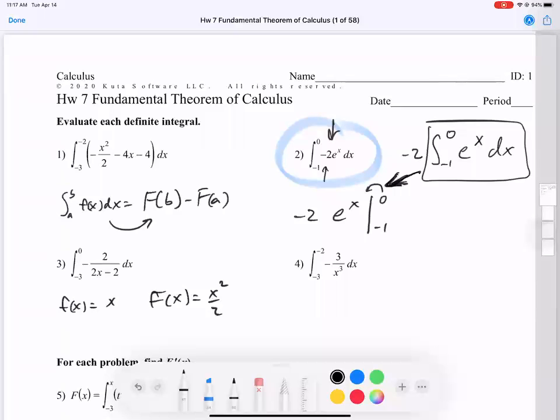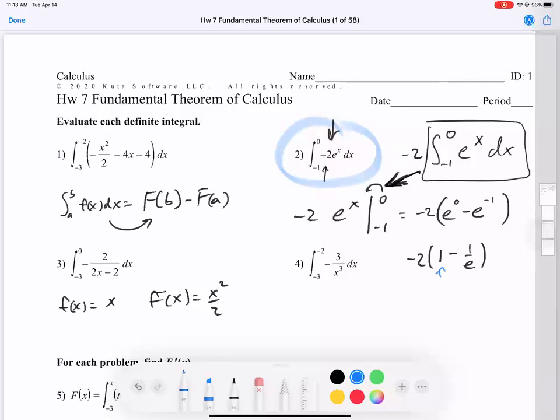and now we plug in the 0 and then the -1. This is -2 times e plug in 0 minus e plug in -1. When I rewrite the problem, it's just -2 e to the 0. Anything to the 0 power is 1, and e to the -1 is 1 over e. You can rewrite that if you want with a common denominator.